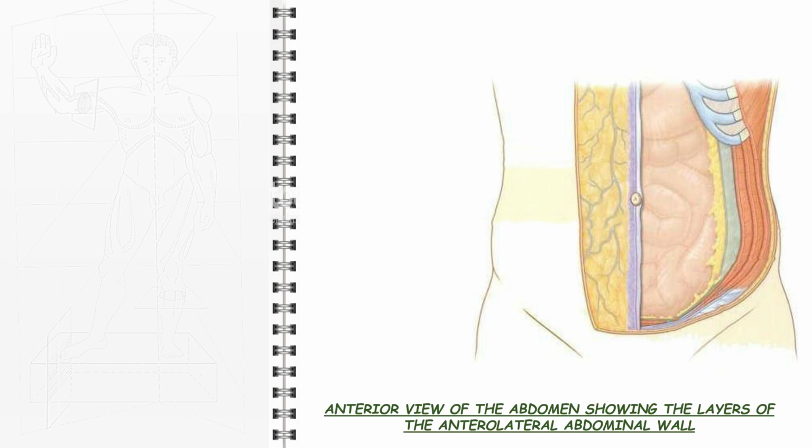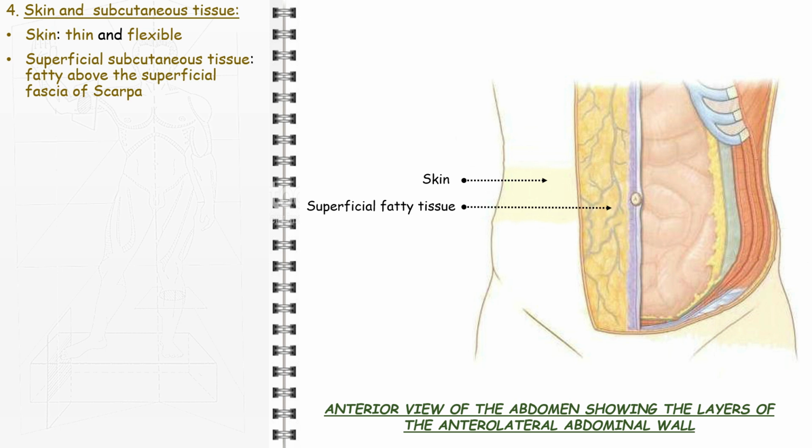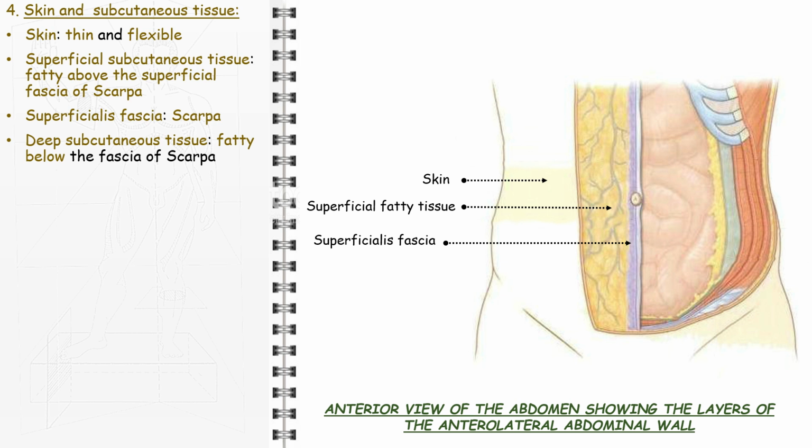The skin of the anterior abdominal wall is thin and flexible. The superficial subcutaneous tissue is fatty above the superficial fascia. The superficial fascia of the anterior abdominal wall is the fascia of Scarpa. It is continuous with the external spermatic fascia, the superficial fascia of perineum of Colles, the superficial fascia of the penis in men and of the clitoris in women, and the fascia lata 2 and a half cm below the inguinal canal. The deep subcutaneous tissue is fatty below the fascia of Scarpa. The skin tension lines here are transverse and arciform near the pubis.